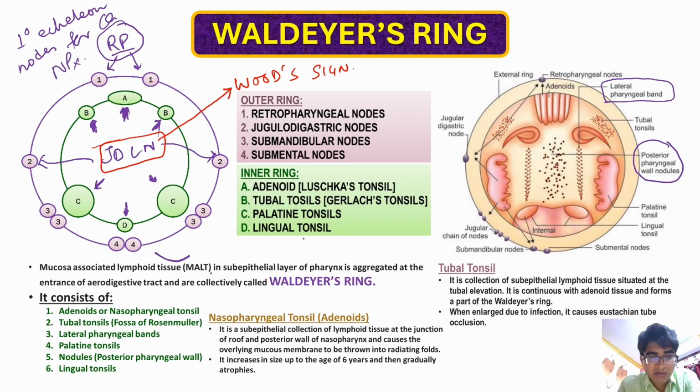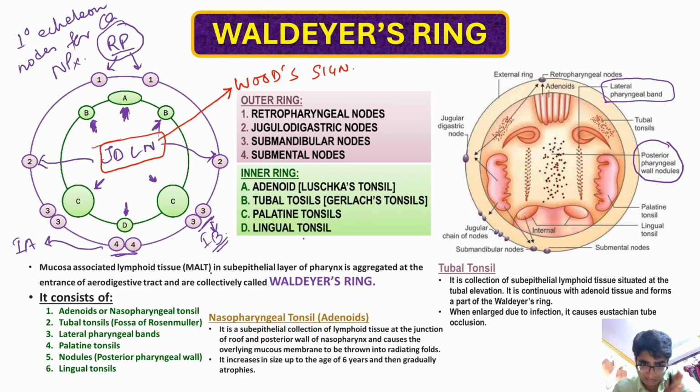Then what you need to know now are these two: the submandibular group of lymph nodes, that is level 1B of the cervical lymph nodes, and level 1A, that is the submental group of lymph nodes. Correct? So these make up the outer ring of Waldeyer.